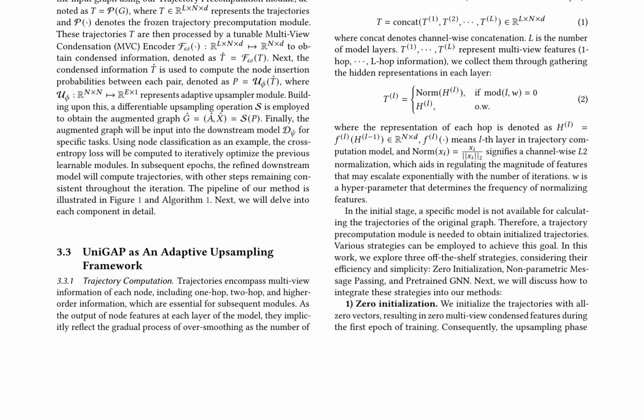To obtain initialized trajectories, 3 off-the-shelf strategies are explored: zero initialization, nonparametric message passing, and pre-trained GNN. These strategies are integrated into the UniGAP method to obtain initialized trajectories. The framework is designed to be flexible and adaptable, allowing for different trajectory precomputation strategies to be employed. The framework is also designed to be efficient, with the trajectory precomputation module only needing to be performed once in each task. The MVC encoder, adaptive upsampler, and downstream model are co-trained to obtain the optimal graph structure.